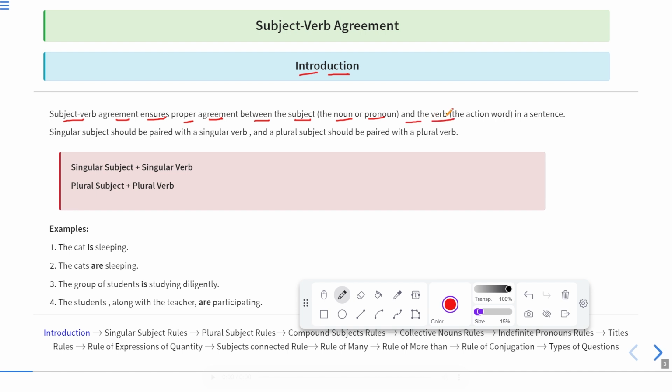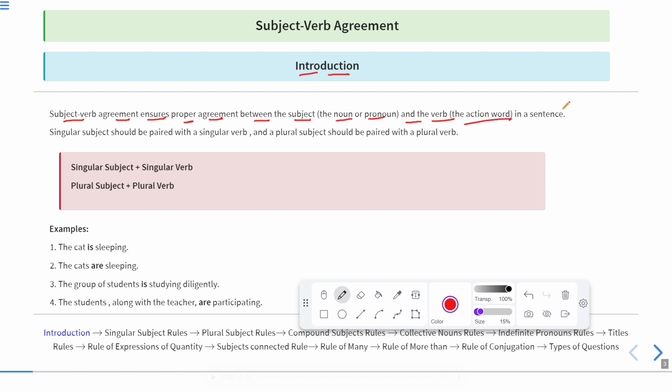Here we should agree the subject with the verb. This is the main criterion of subject-verb agreement: in a sentence the subject should agree with the verb, or rather, the verb should agree with the subject, not the subject with the verb. The verb depends on the subject. Whichever type the subject is, the verb should agree with it. And the verb is the action word.